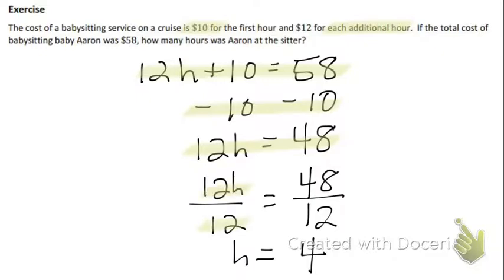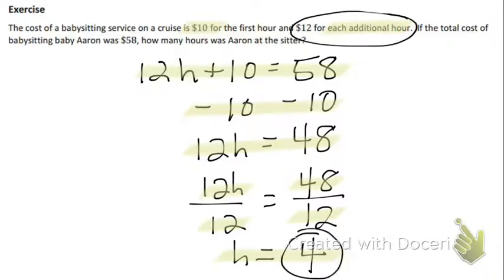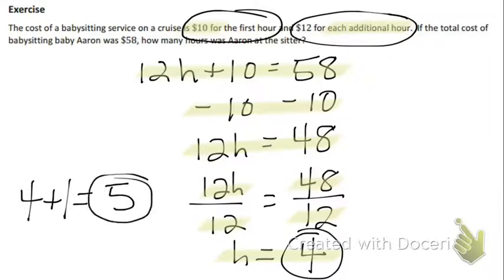Okay, and like we did before, we want that per hour. We want to know how many hours it was, and we divide by 12, and we know we have 4 additional hours. Have to remember though that we have to add back that first hour. So we have 4 additional hours plus the 1 original first hour, which is going to equal 5 hours total.